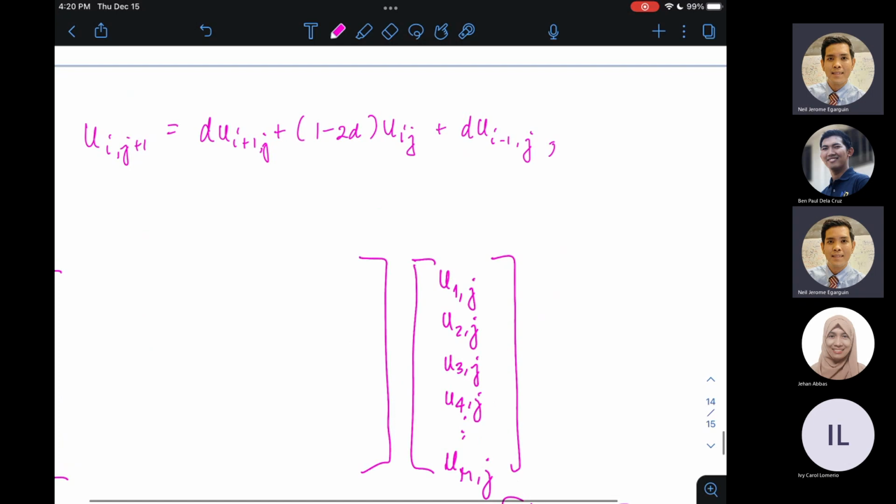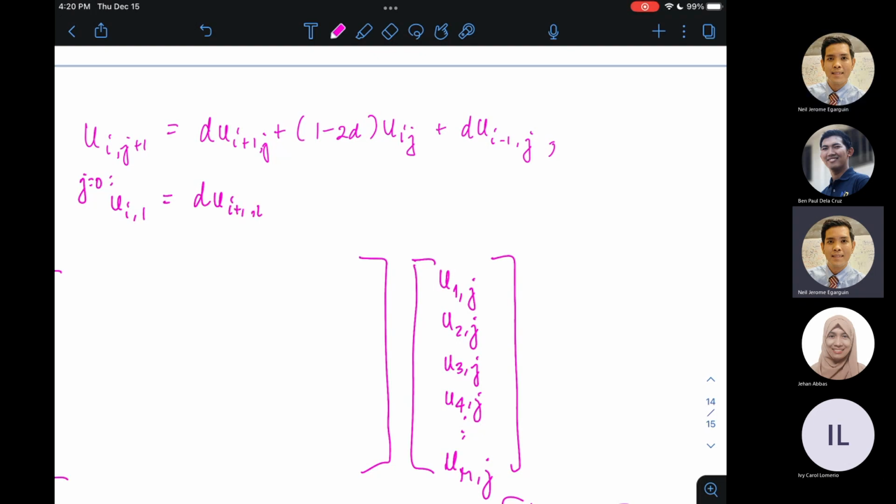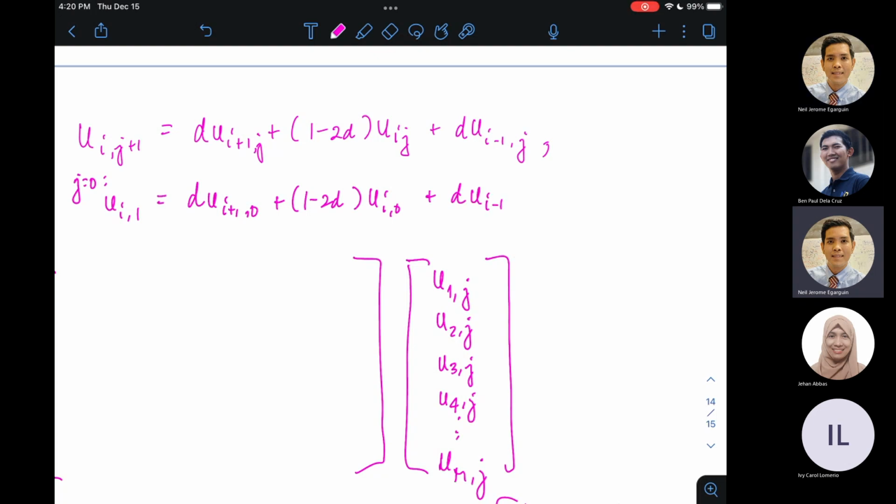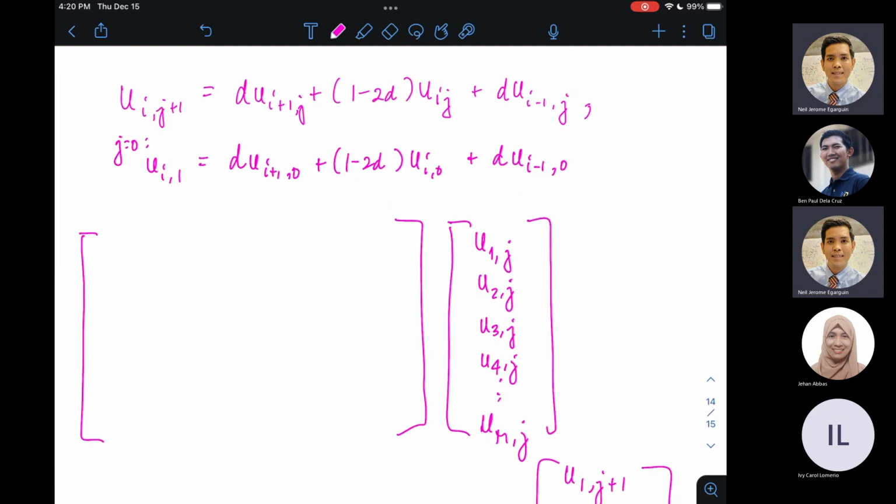When J is equal to 0, okay, so we'll have u of I, 1 equals d ng u of I plus 1, 0, plus 1 minus 2d, u of I, 0, plus d ng u of I minus 1, 0. Now, okay, how will they fit into this system?